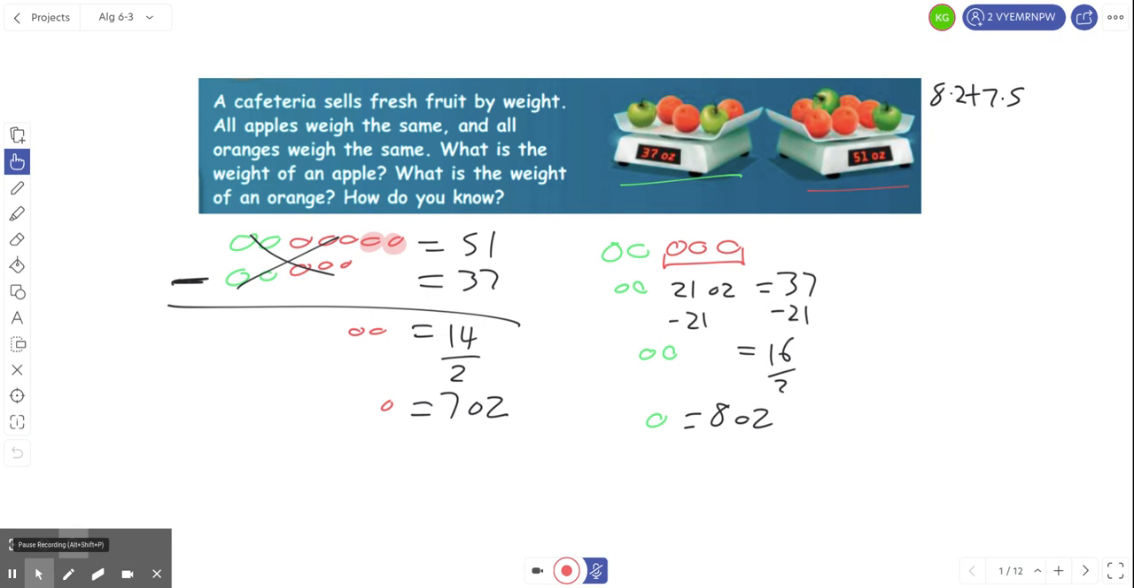And in the other one, it would be 3 oranges, so 3 times the 7 ounces plus the apples, 2 times the 8 ounces. And that does equal 37. So it works for both, so I know it's correct. And that is the concept of elimination.